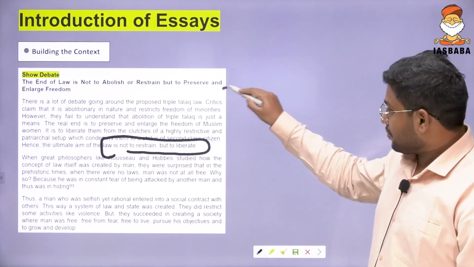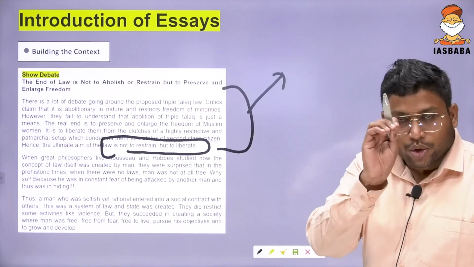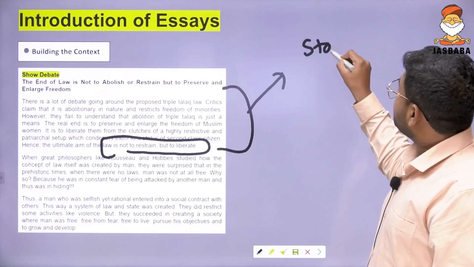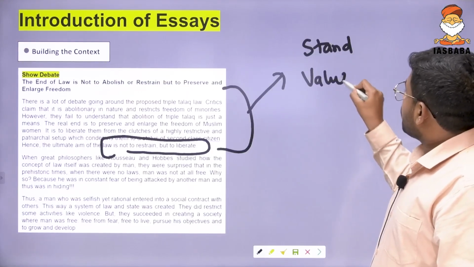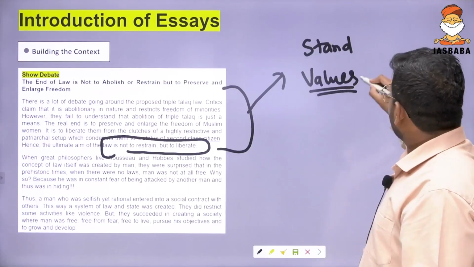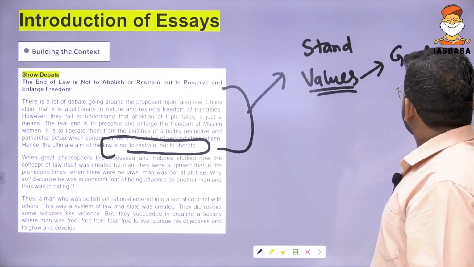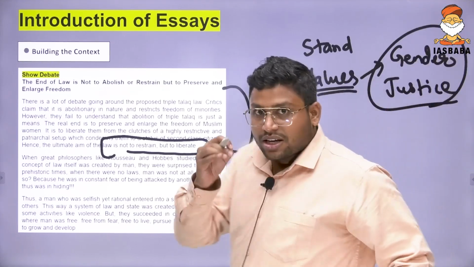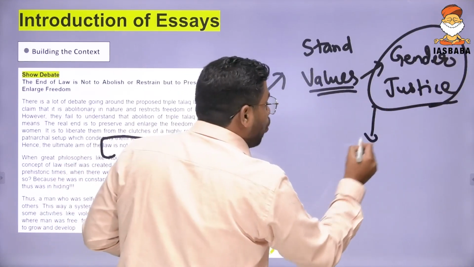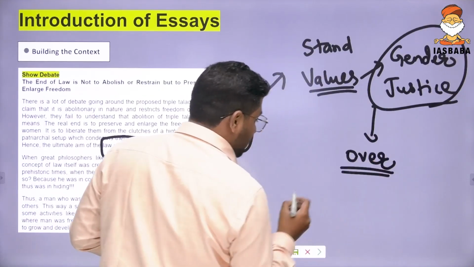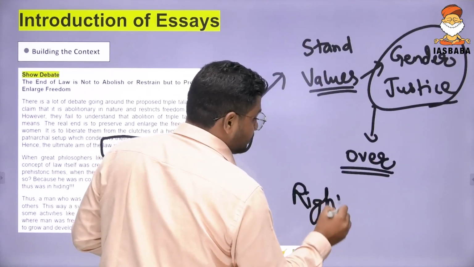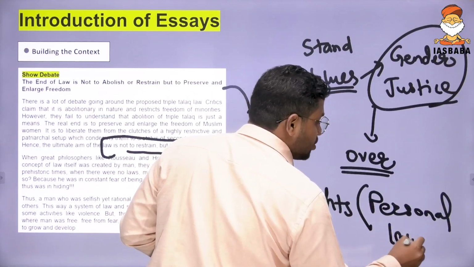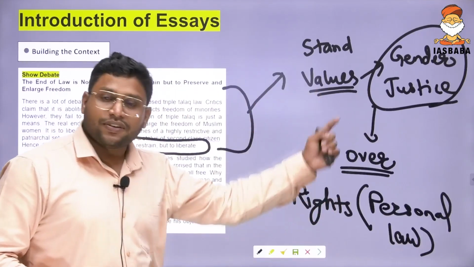See, again, first para, what this person is showing, look at these aspects which as an evaluator I can judge. First of all, I can see his stand, I can see his values, what kind of values he holds to. This gender justice is something he prioritizes over the rights. Which rights? The rights under the personal law or the religious rights. This is a conflicting thing.